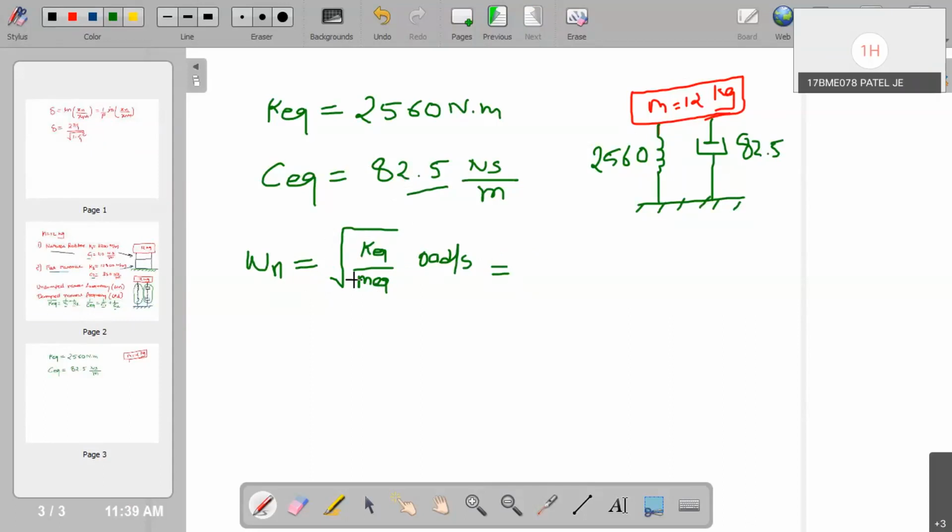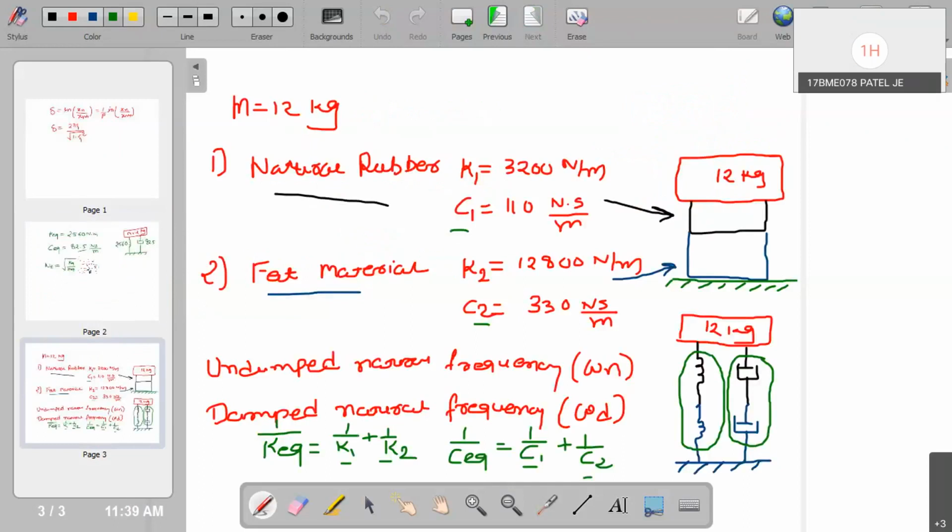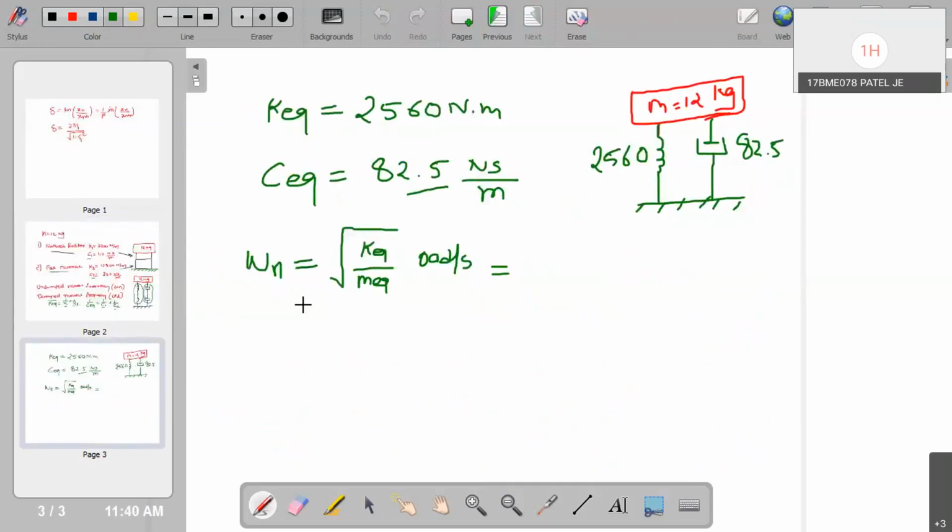Yeah, that is not for stiffness. That is for the critical damping constant. Cc is equal to 2 square root of km, or 2 times m omega n. Right?